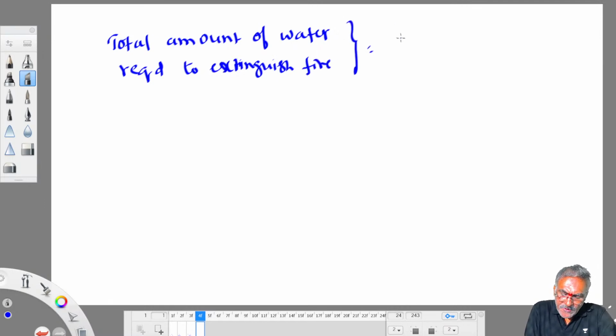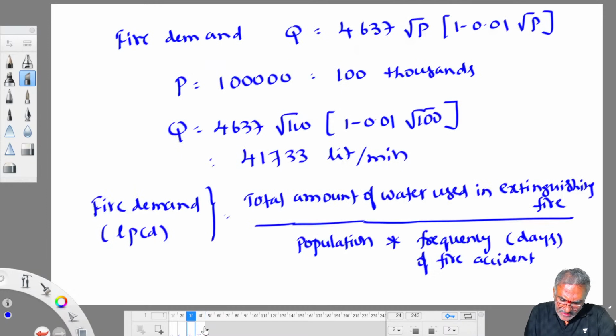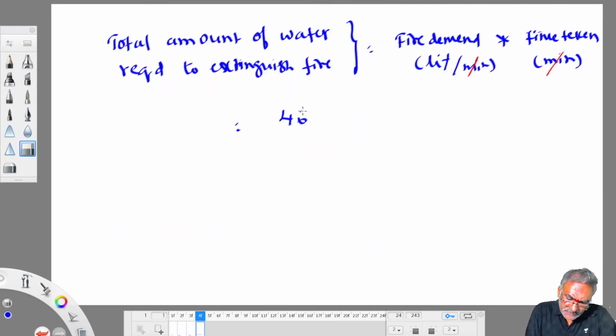Fire demand is equal to fire demand in liters per minute into the number of minutes, the time required to extinguish the fire, the time taken to put out the fire. Substituting the time in minutes, the minutes get cancelled, leaving liters. So I got 41,733 liters.